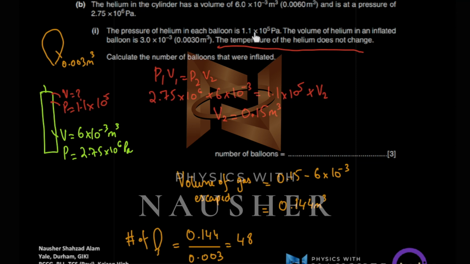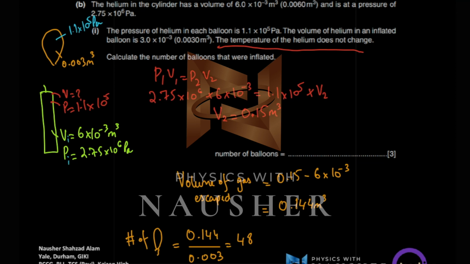The pressure of helium in each balloon is 1.1 times 10 to the power 5. So one balloon can only take a pressure of 1.1 into 10 to the power 5 pascals. You have a cylinder. The cylinder has this volume and the pressure is 2.75 into 10 to the power 6. So this is the volume and this is the pressure in the cylinder. This is the initial volume and the initial pressure. This cylinder is supposed to fill up this balloon.